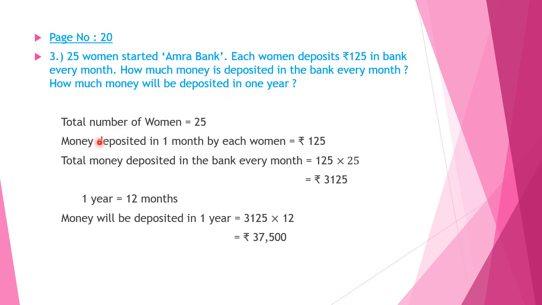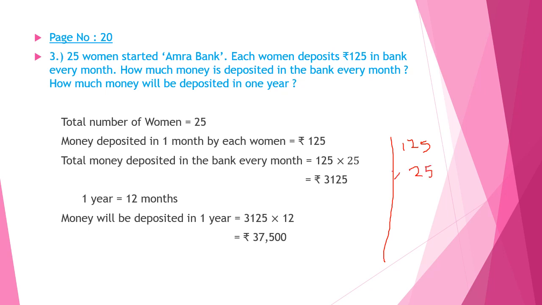Is the question clear? Now the total number of women is equal to 25. Money deposited in 1 month by each woman is rupees 125. Now the total money deposited in the bank every month. So 125 rupees for 1 woman and the total is 25 women. So how much money did they deposit? 125 multiplied by 25. So just do the working here. So 125 multiplied by 25.